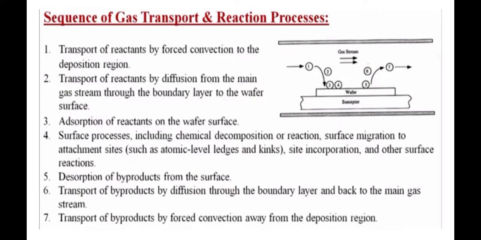Next, we have some sequence for the gas transport and the reaction process. What are those? First is the transport of the reactant by forced convection to the deposition region. So here this is our susceptor. Then we put a certain kind of wafer, and that wafer is actually the material. Then transport of the reactant by diffusion from the main gas stream through the boundary layer to the wafer surface, and adsorption of the reactants on the wafer surface.